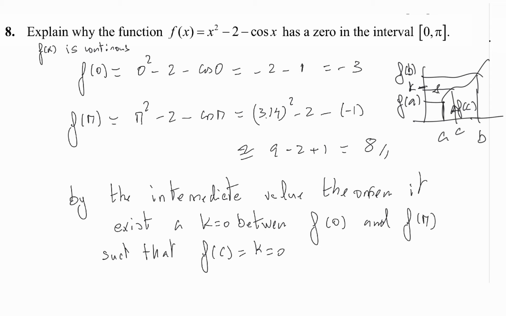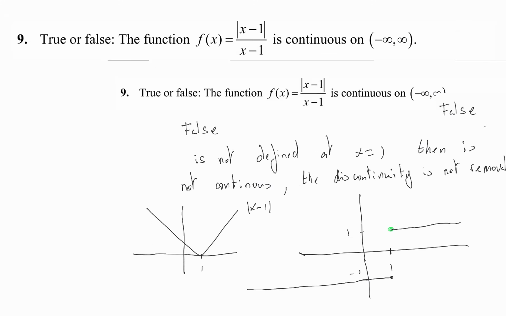So, applying the intermediate value theorem, we see that f of 0 is minus 3, f of pi is 8, and by the intermediate value theorem there exists a k, which I choose to be 0, between f of 0 and f of pi, such that f of c equals 0. Let's go to the next problem.